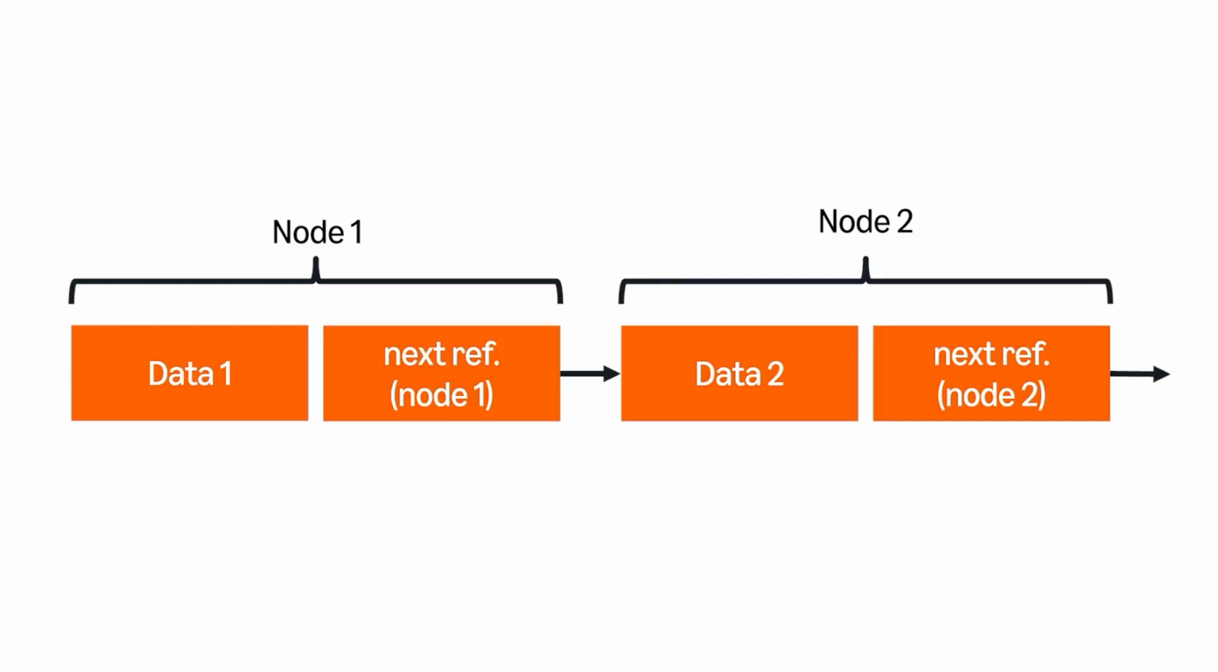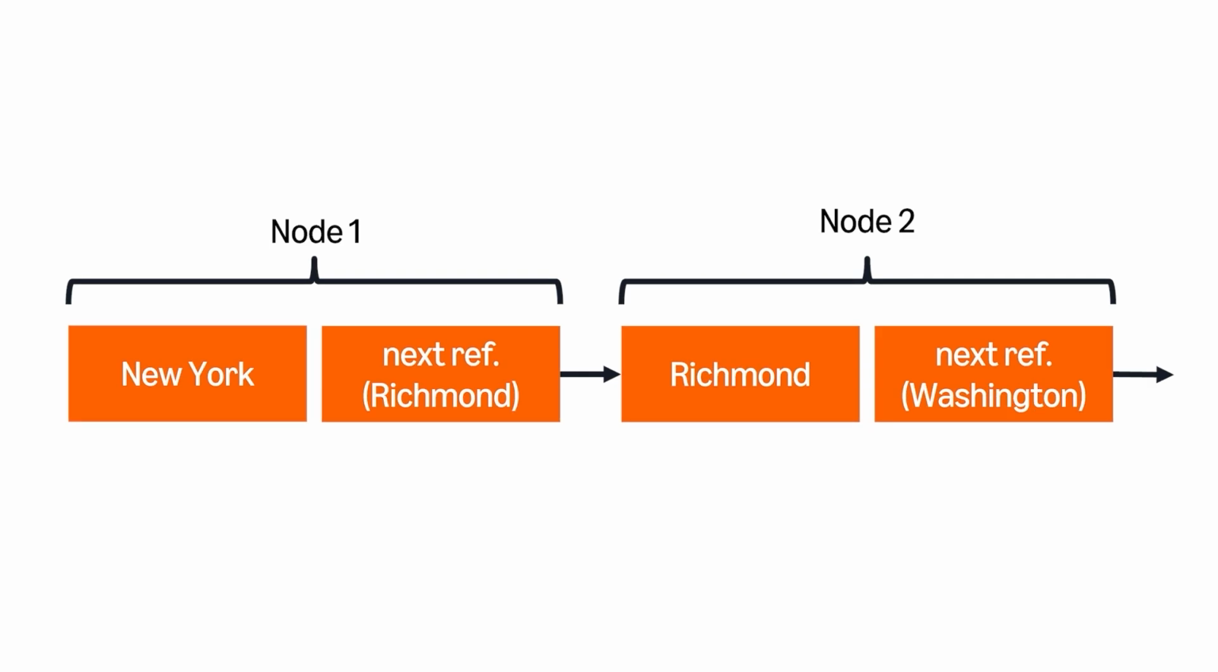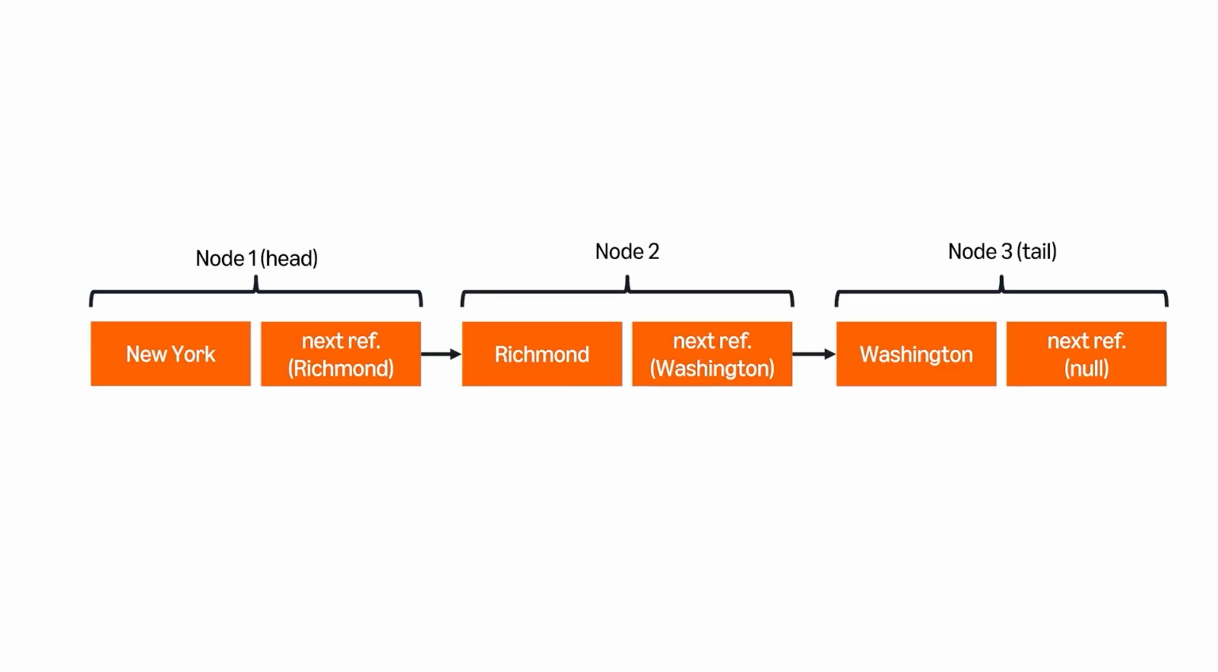Each node has 2 key components, data and next. Data is the value stored in the node, like a city's name. Next points to the following node, similar to the next city on your train route. The first node, called the head, acts as the entry point to the list.